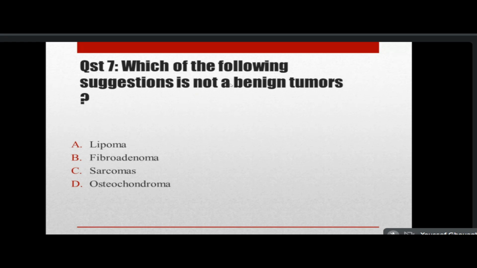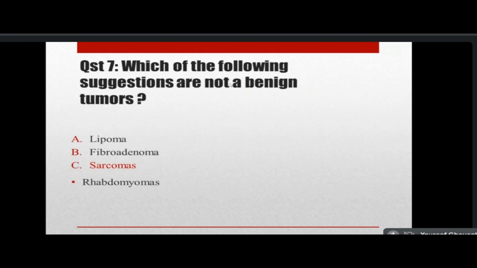Okay, it's an easy one. Okay, others? Good. The answer is sarcoma. It's an easy question. All of you answered it correctly.